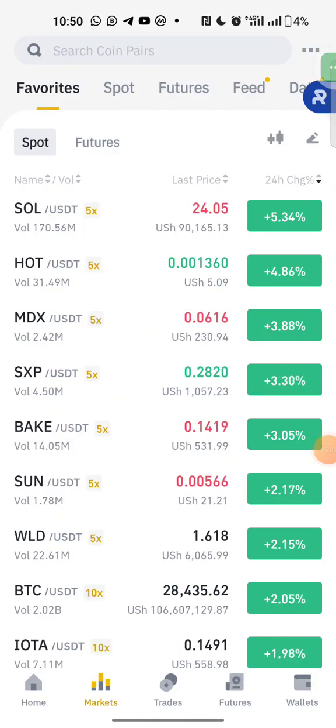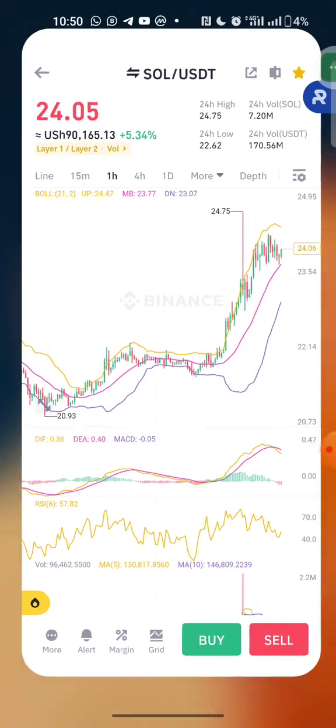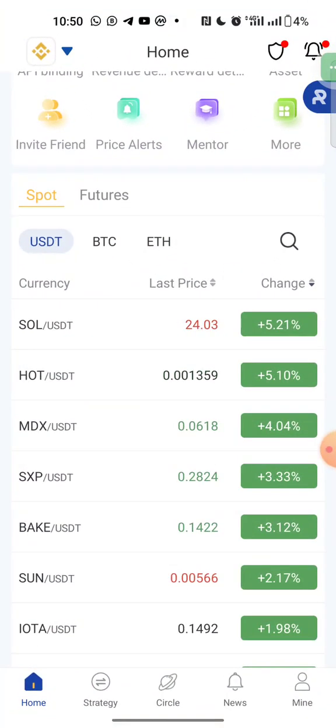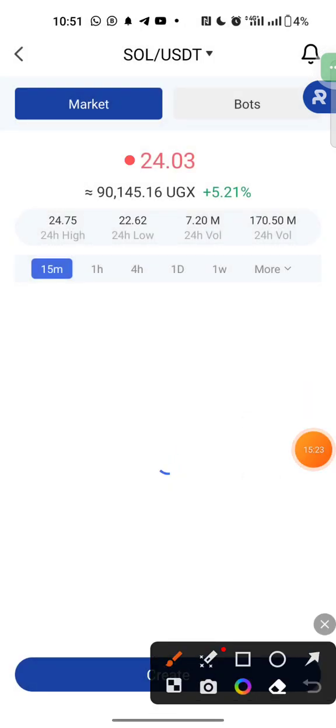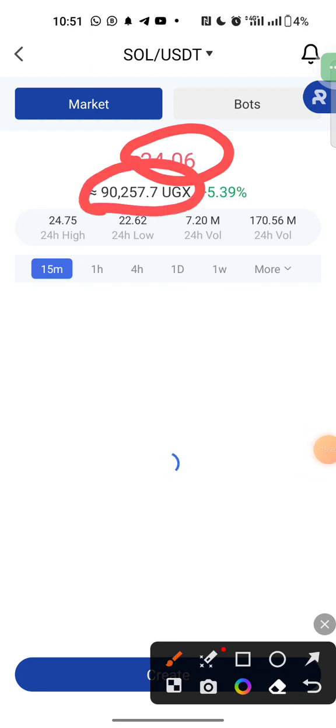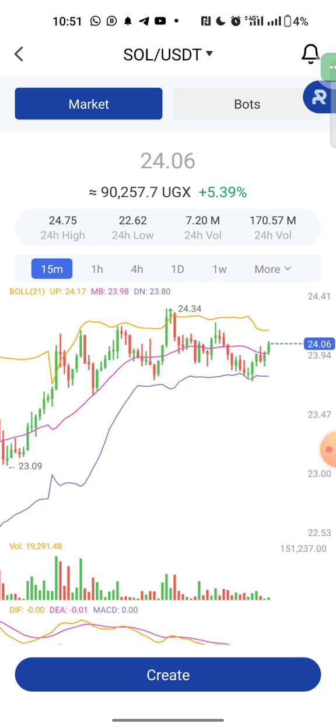Then we're gonna tap on Solana. Now, when we open Solana, this is Binance. So I'm gonna also open Solana, basically in Royalq. So, all right, like I've said, like it happens in Binance, you'll have the price, and you see I have UGX.